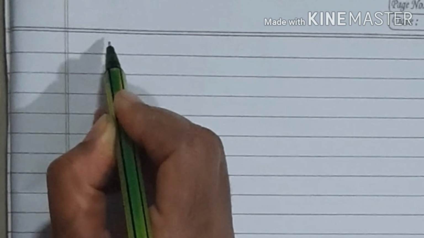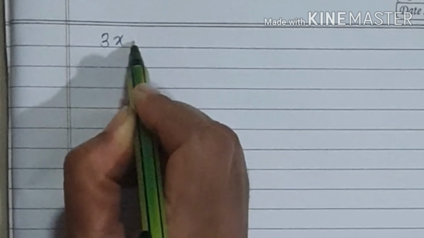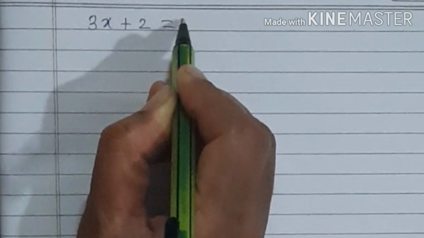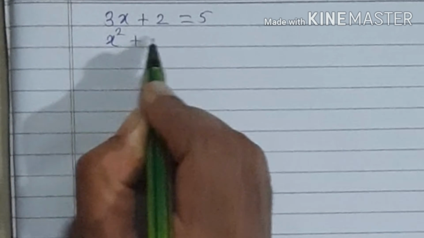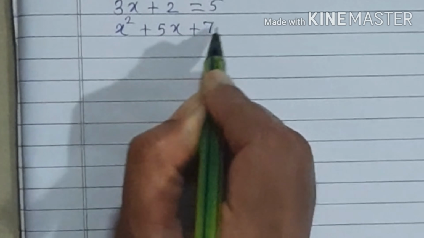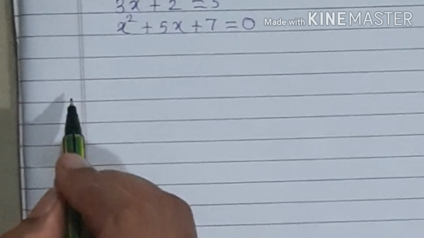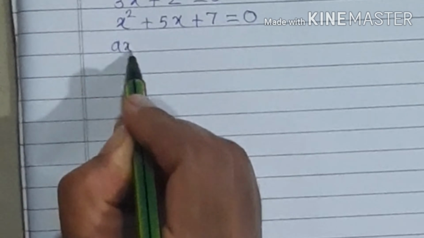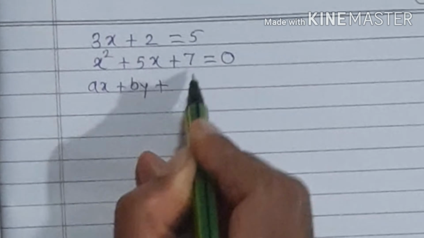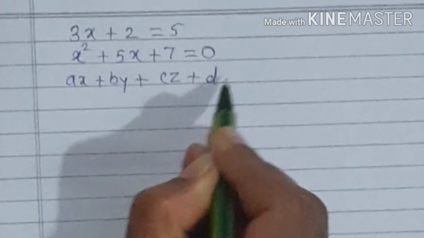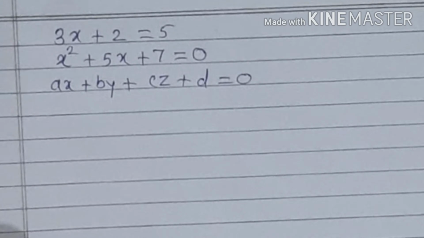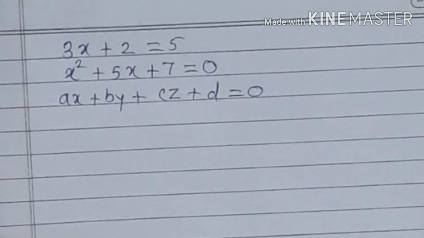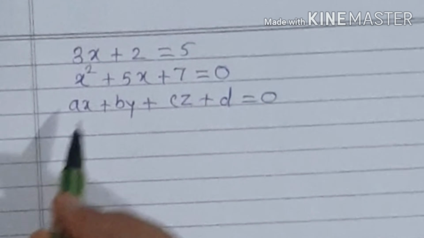All of you are very familiar with algebraic equations in one variable, two variables, such as 3x plus 2 is equals to 5, a linear equation, or x square plus 5x plus 7 is equals to 0, a quadratic equation, ax plus by plus cz plus d is equals to 0, an equation in three variables, and also we can find out solutions of such equations.